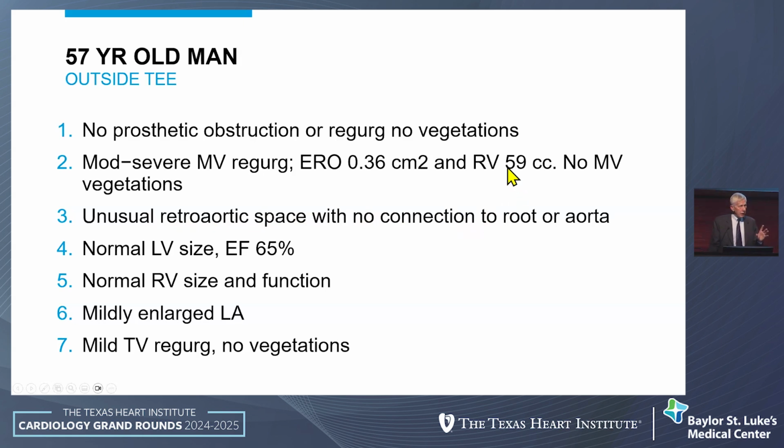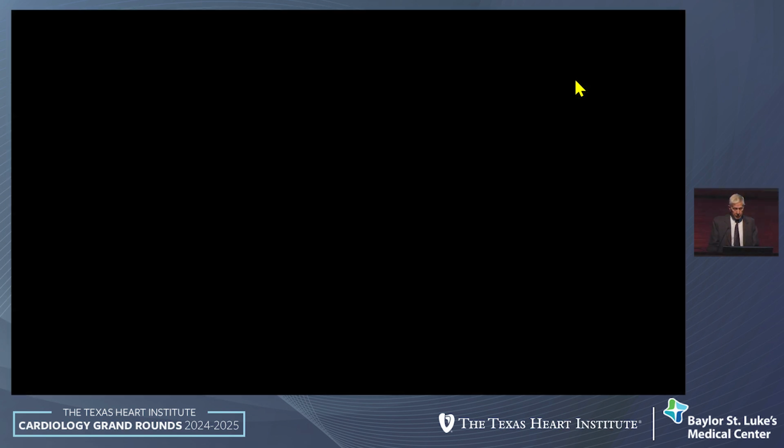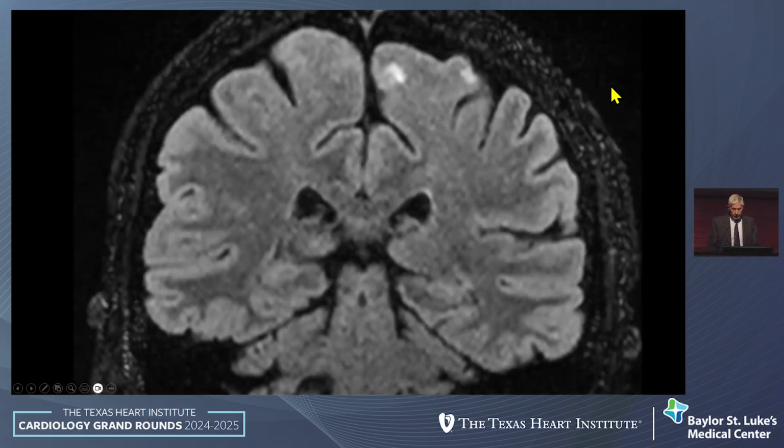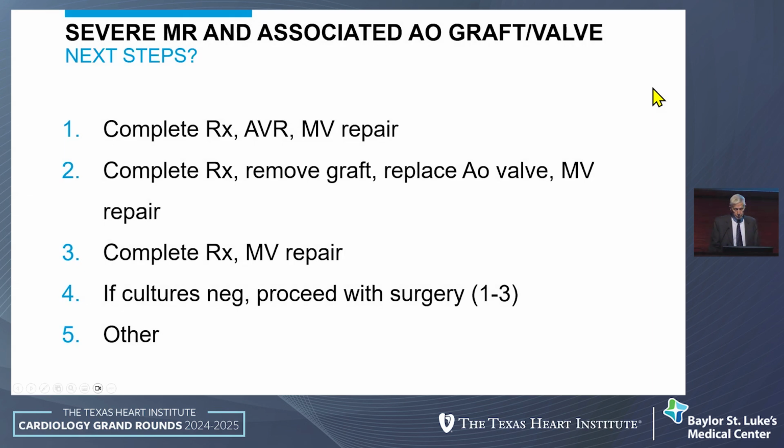So it looks like a case of endocarditis, aortic valve, possibly graft infection, and now developed mitral regurgitation. He also had emboli, so everything fits with endocarditis. So we don't have an audience response thing, but think about what you would do for this man. He's now 3 weeks into antibiotics. Would you complete antibiotics and do an AVR, mitral valve repair? Would you complete the antibiotics, remove the graft valve, do the valve repair? Think about what you would do here.